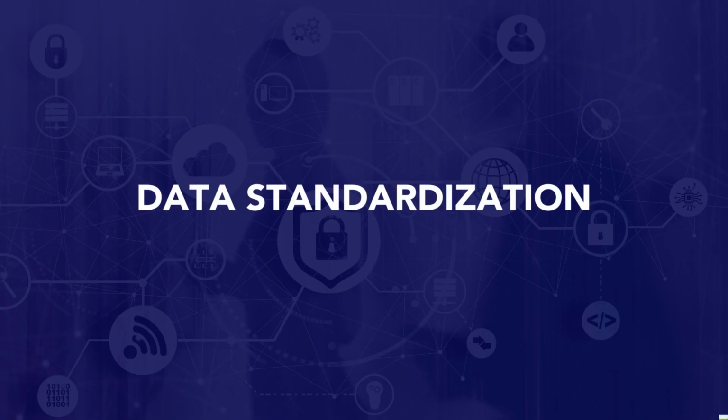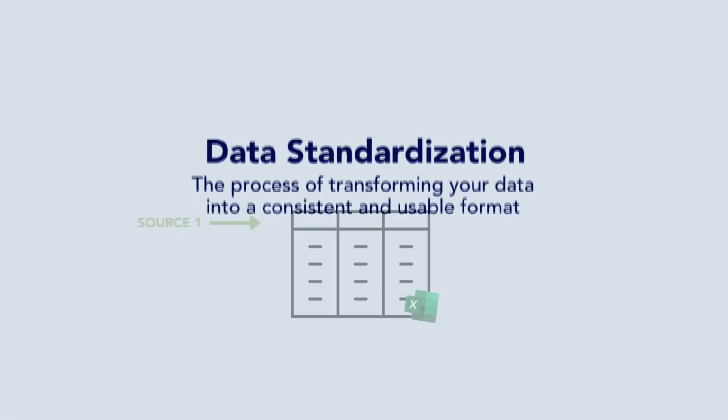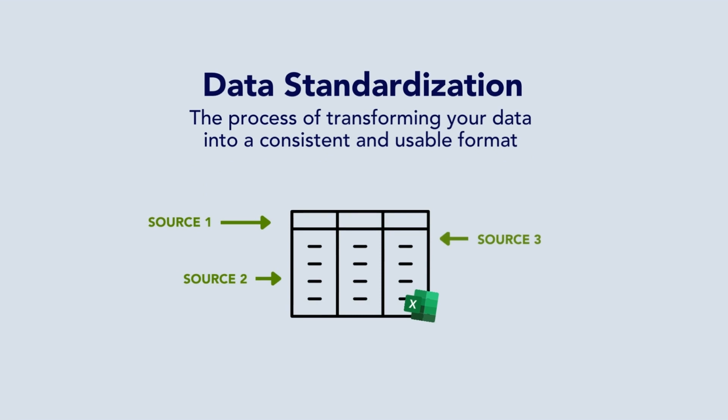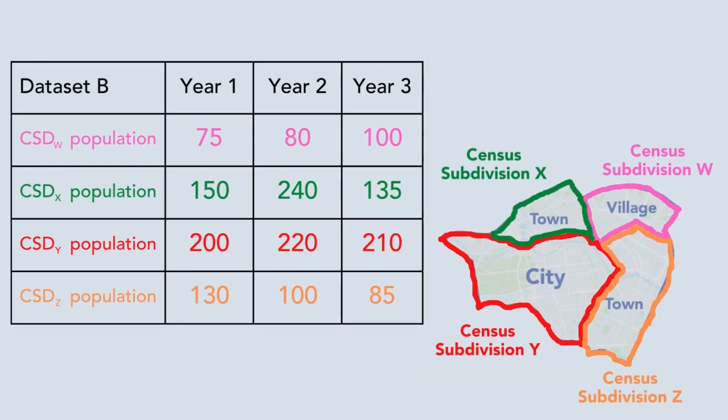Once you've thoroughly explored your data set, you may notice that it needs some standardization. Data standardization is the process of transforming data elements into consistent, usable, common formats. This is especially important when collecting and using data from multiple sources. In this example, dataset A is organized by census division and dataset B is organized by census subdivision.